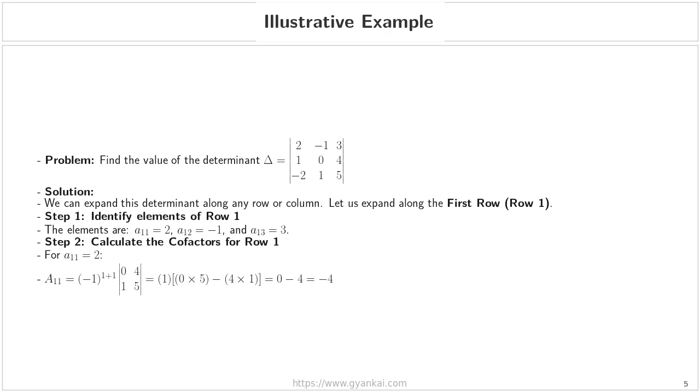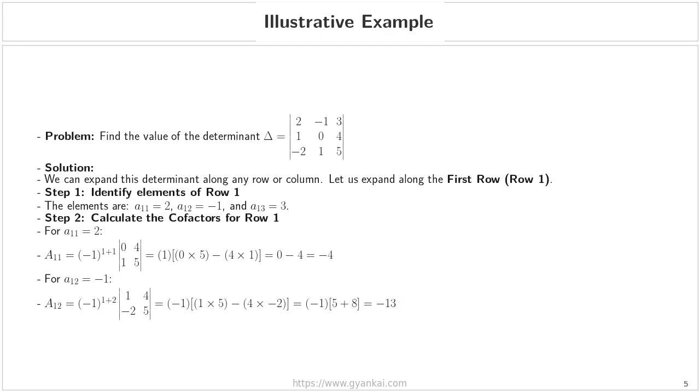First, for our element 2, which is at position 1,1. The cofactor, A sub 1,1, is calculated by taking -1 to the power of 1 plus 1, which is just +1, and multiplying it by the minor determinant of the remaining elements. That minor is the determinant of the 2x2 matrix with 0, 4 in the top row and 1, 5 in the bottom row. Calculating this, we get 0 times 5 minus 4 times 1, which equals -4. So our first cofactor is -4.